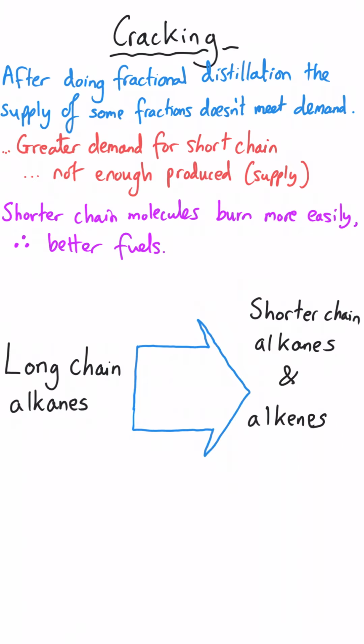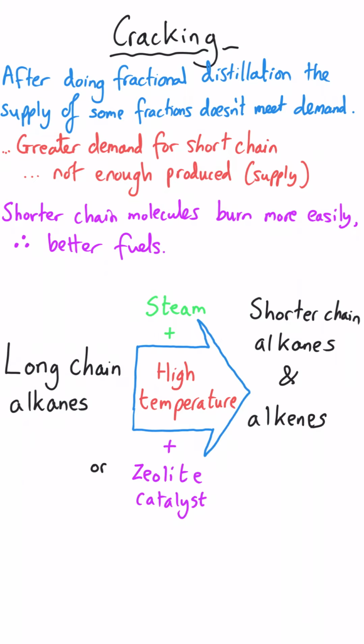There are actually 2 different types of cracking. Both of them require a high temperature to carry out. One of them involves the use of steam. Unsurprisingly, this is called steam cracking. The other type of cracking is called catalytic cracking, and that uses a metal catalyst or a metal compound catalyst, which is typically aluminium oxide and silicon oxide combined together in something called zeolite.